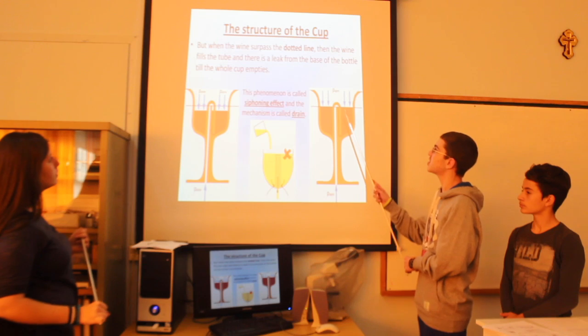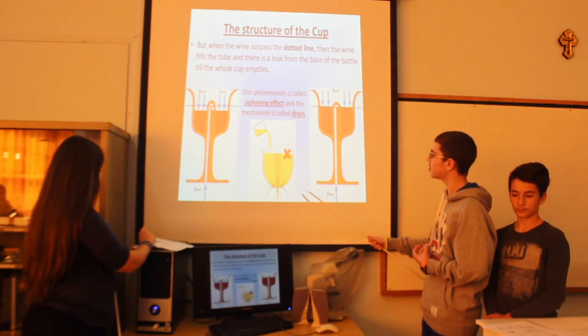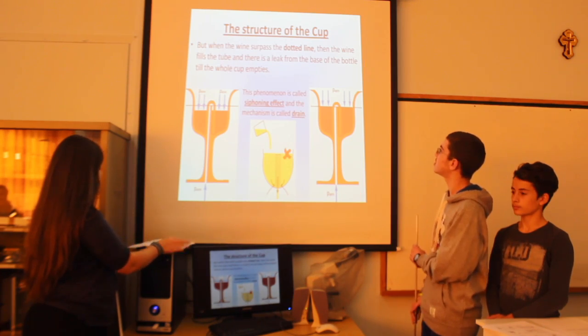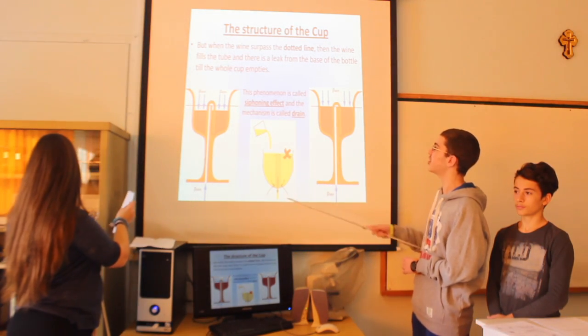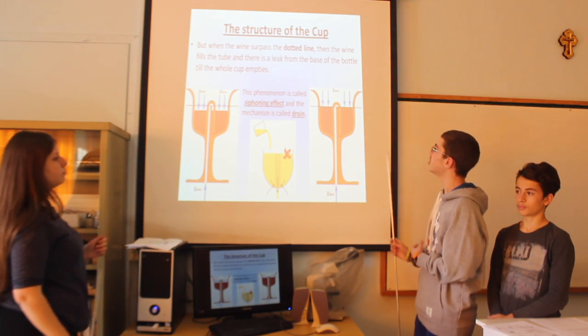But when the wine surpasses the dotted line, the wine fills the tube, and there is a leak from the base of the cup, until the whole cup empties. This phenomenon is called the siphon effect, and this mechanism of the Pythagorean cup we call a drain.